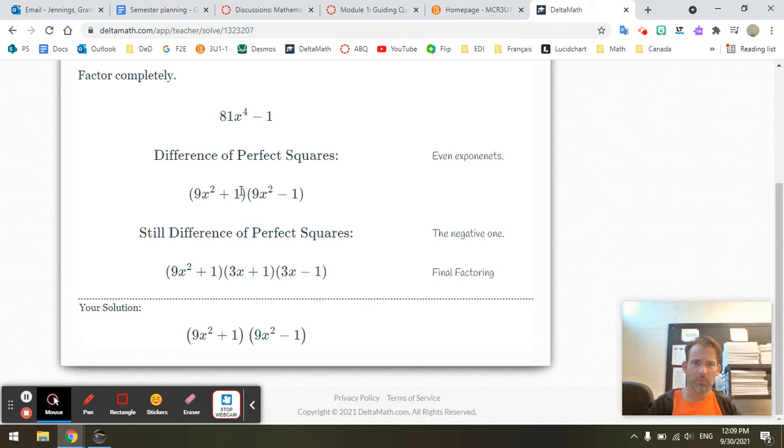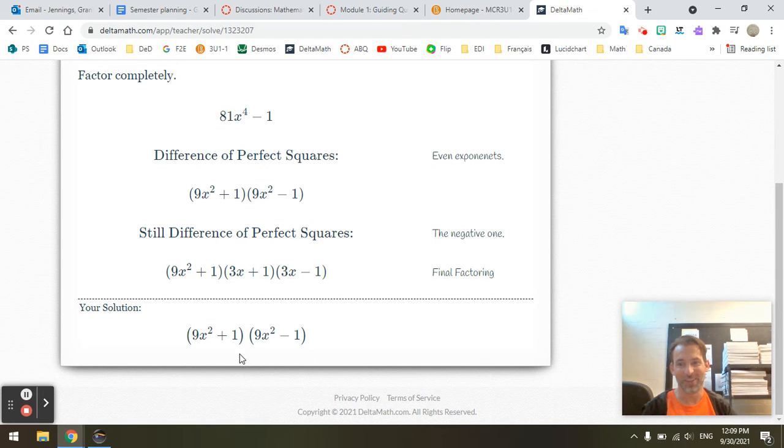Are people seeing the same thing? Oh, it's still a difference of squares. There's still a difference of squares here. Yes, that's still a difference of squares. So that would also factor down to here. Oh, Delta Math, you're so tricky. Here I am rushing to give you the answer. Yeah, so this one here is still a difference of squares, and that can still be factored more fully. Thank you, Delta Math, for reminding me to go a little slower.